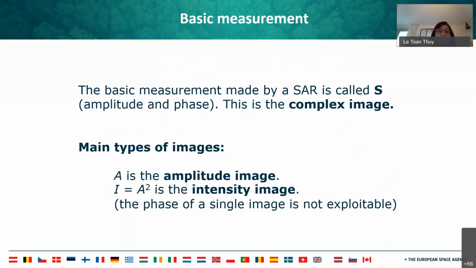And the basic measurement made by a SAR is called the matrix S, amplitude and phase. It is a complex image, and for the type of image, A is the amplitude image, A squared is the intensity image, and the phase of a single image is not exploitable. You need at least two images in order to calculate the phase difference between two objects.